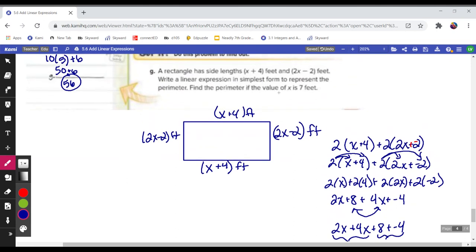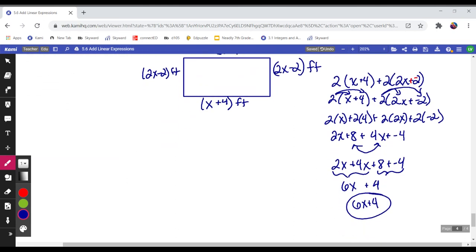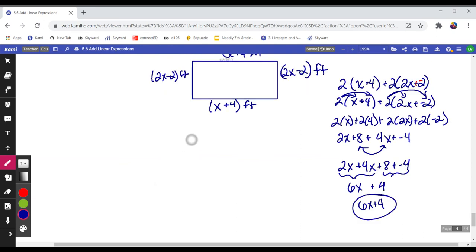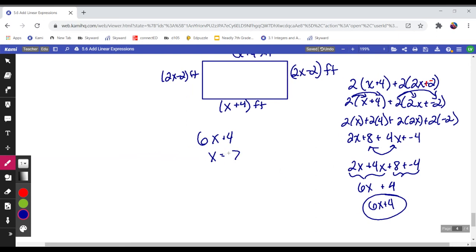Now we're going to find the perimeter if the value of x is 7 feet. So if I take 6x plus 4 and I say x equals 7, ooh, not -7, just 7, I'm going to substitute 7 into this x. So 6 times 7 plus 4. 6 times 7 is 42 plus 4. 42 plus 4 is 46. So that would be 46 feet for the perimeter.